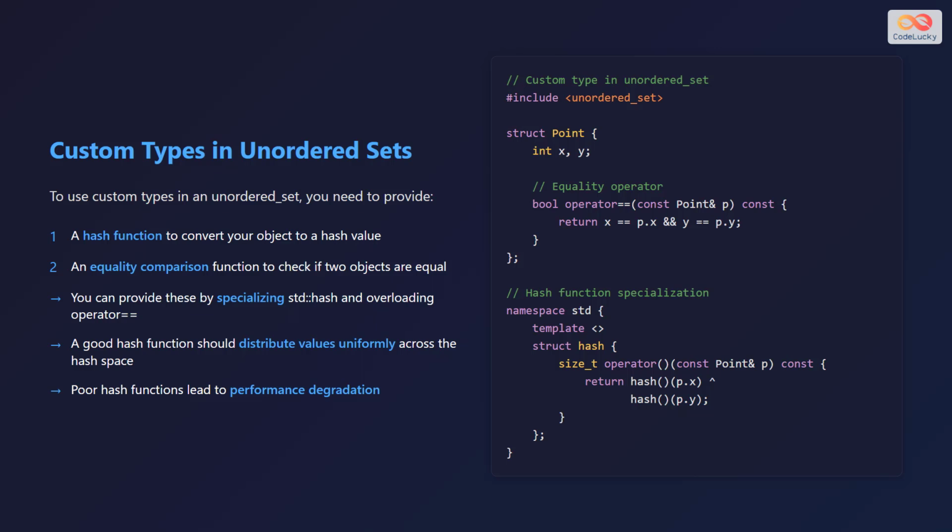A struct called point is defined with integer x and y coordinates. An equality operator is overloaded to compare two point objects. A hash function specialization is provided for the point struct within the standard namespace. This hash function computes a hash value based on the x and y coordinates of the point.